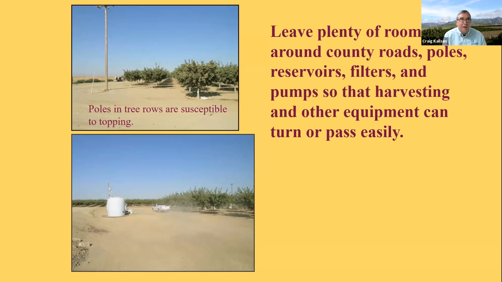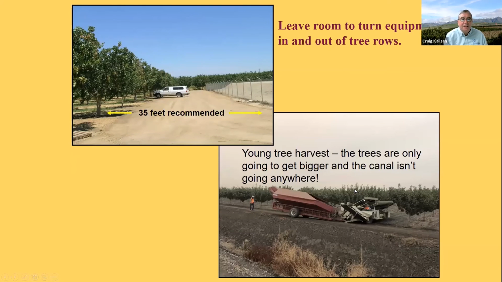We want to leave plenty of room around, well, any obstacle. Here I show a telephone pole, and you know, you have irrigation pumps, equipment and whatnot. And a lot of times these orchards are up against some pretty busy roads. So we want to keep our access clear and leave enough room. Generally, we want to have 35 feet between our last tree and some obstacle. The way things keep going, probably more than that is better. Here's an example of someone having some trouble here. And these trees are still small, and this canal, like I say, isn't going anywhere. So we want to make sure we've got enough room to get that equipment around.